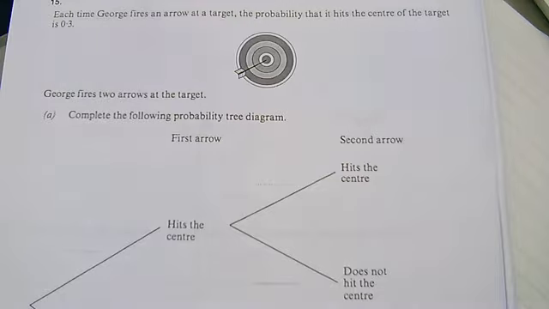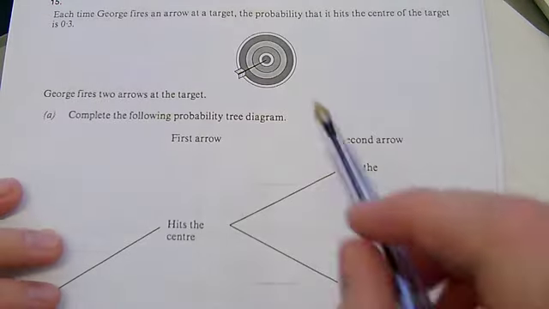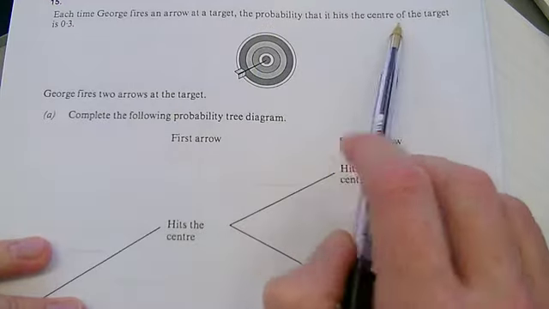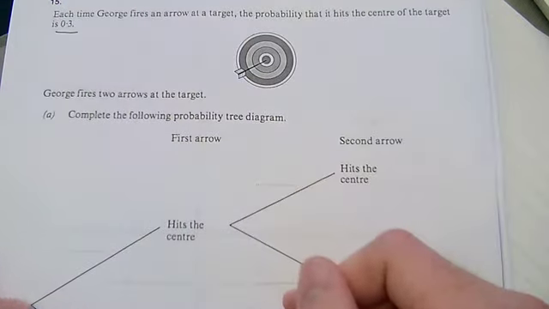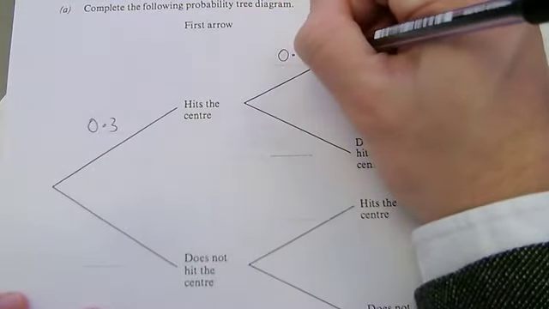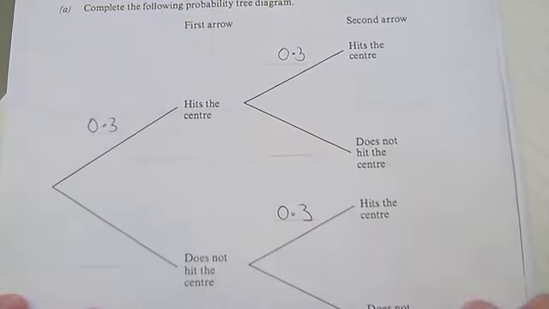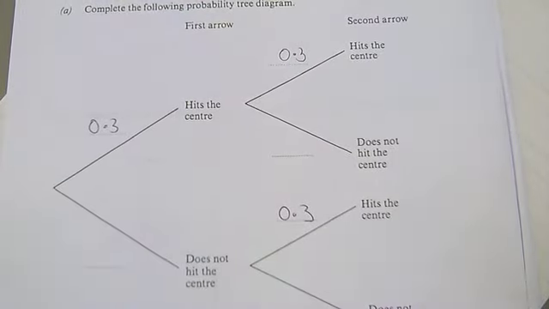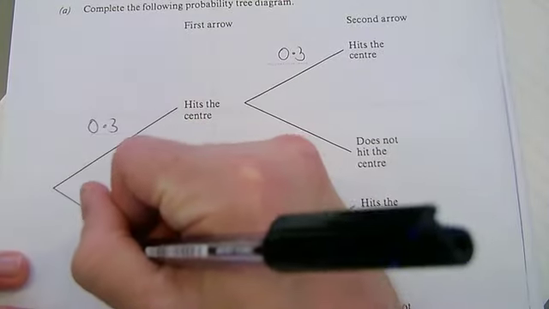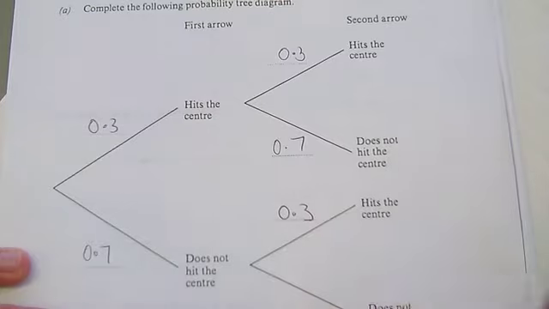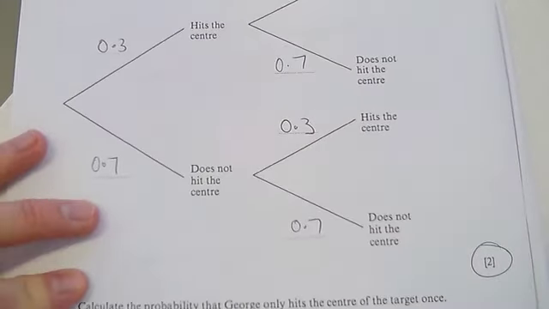Okay then, thank you. So we're told that each time he fires an arrow at the target, the probability that he hits the centre is 0.3. So when I'm starting to fill in my branches here, I can fill in 3 of them straight away: 0.3, 0.3 and 0.3. These branches have to add up to 1, so 3 add what makes 10, so 0.7. And then all those must be 0.7. So that's an easy 2 marks there, really, really easy 2 marks.